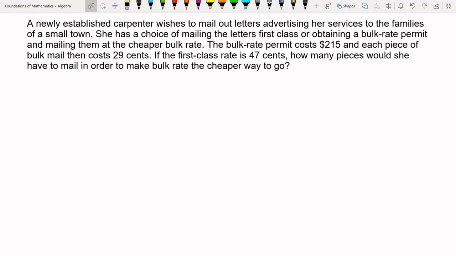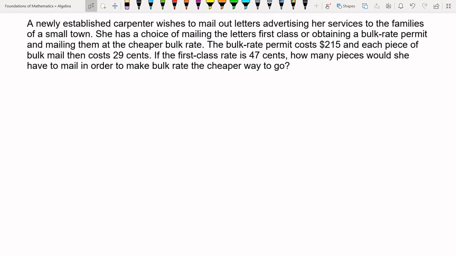Newly established carpenter, who wants to mail out letters to families. There's two ways that she can do this. First, either mailing the letters out directly with first class postage, or obtaining a bulk rate permit and then mailing each letter out at a cheaper rate. The problem with the bulk rate permit is that the permit has a cost of $215, whereas mailing the letters out at first class is just a single rate per letter.